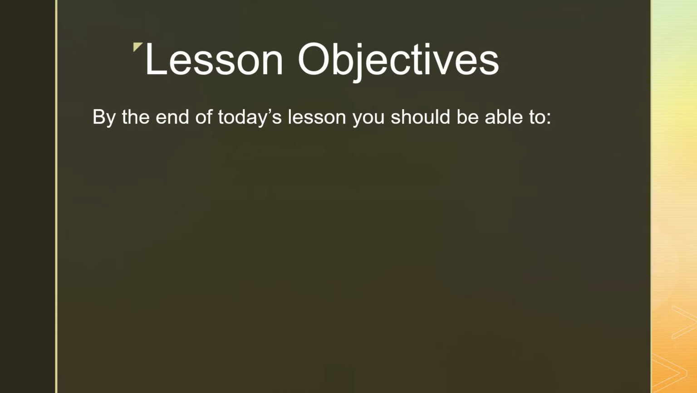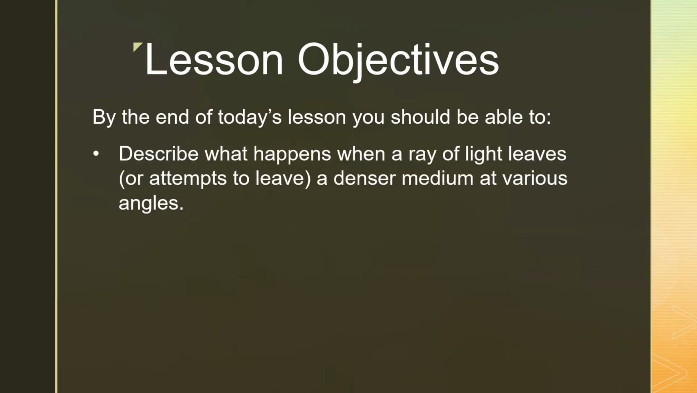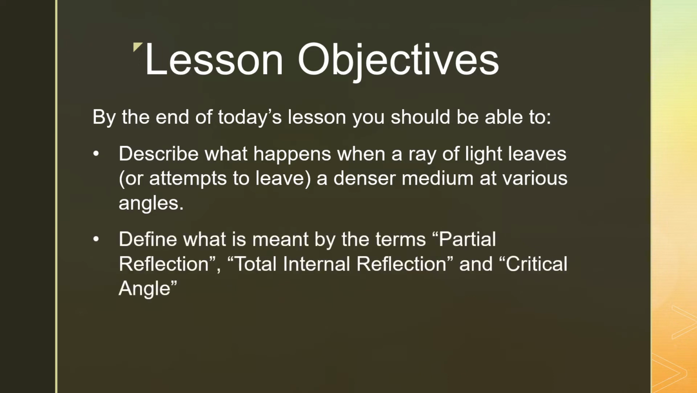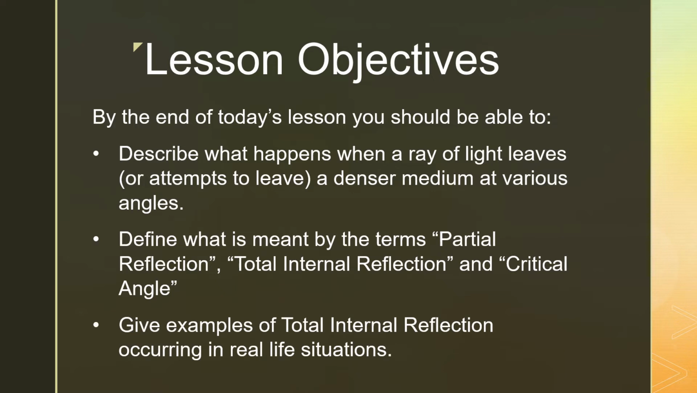Okay, so by the end of today's lesson, you should be able to describe what happens when a ray of light attempts to leave or leaves a denser medium at different angles. You should be able to explain the terms partial reflection, total internal reflection, and what we call the critical angle. And finally, you should be able to give examples of where total internal reflection happens in the real world and where it can be useful to us.